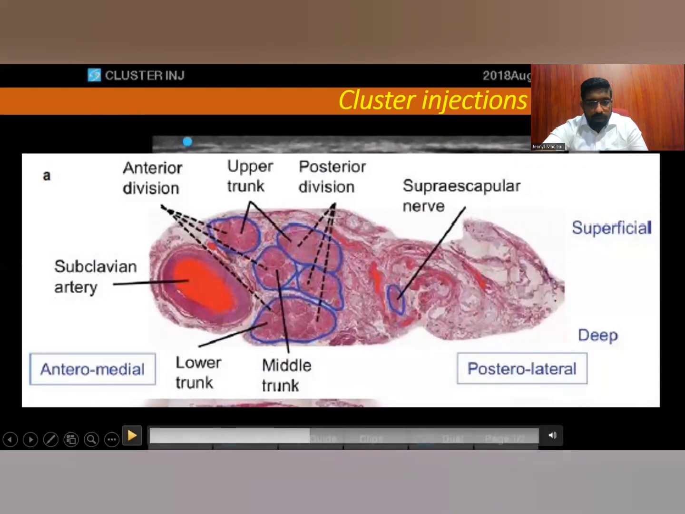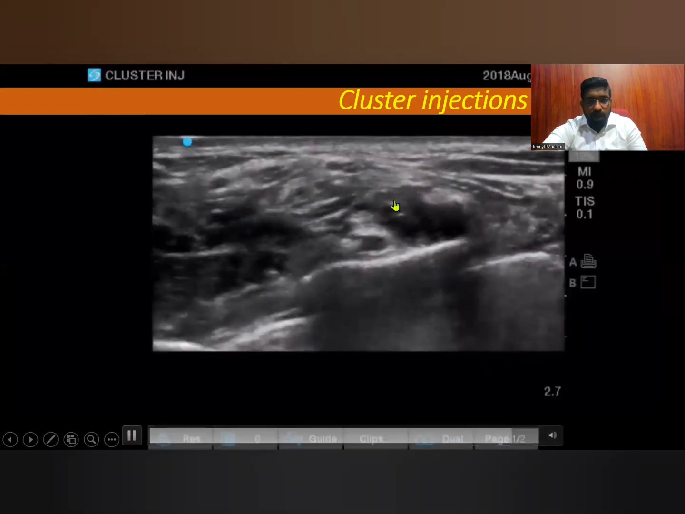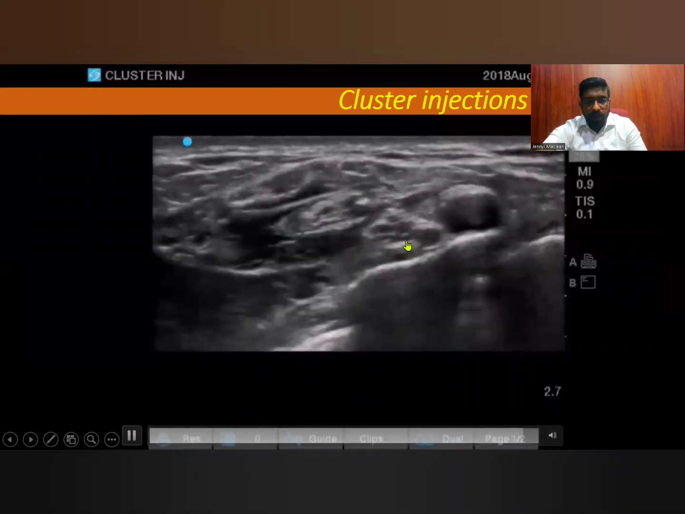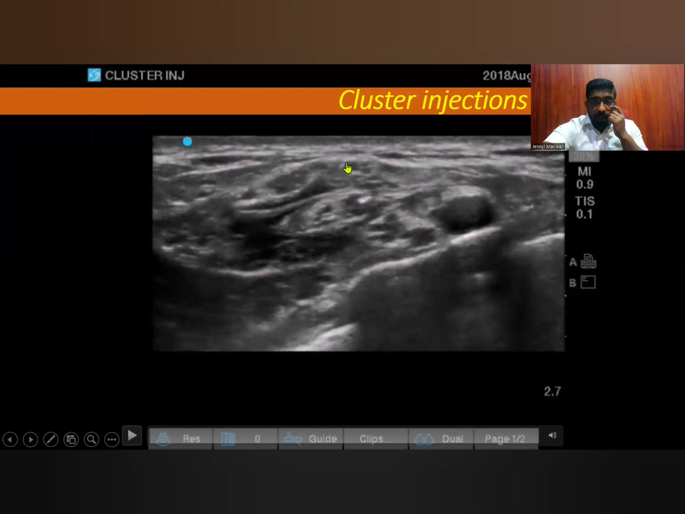So when you finish the block, after giving local anesthetic for the lower trunk, you can see the C8 and T1. Now I can tell you, this is the anterior division of the upper trunk. This is the posterior division of the upper trunk. This is the suprascapular nerve. You can see the paraneurial layer, and the anterior and posterior divisions. The middle trunk, which is about to divide, some of the drug has seeped outside also. And then you can see the C8 and T1. This is the subclavian artery. This is the first rib, and this is the pleura.